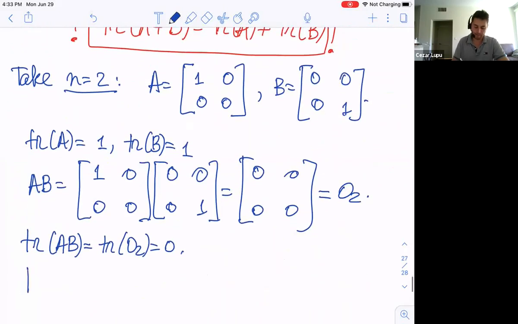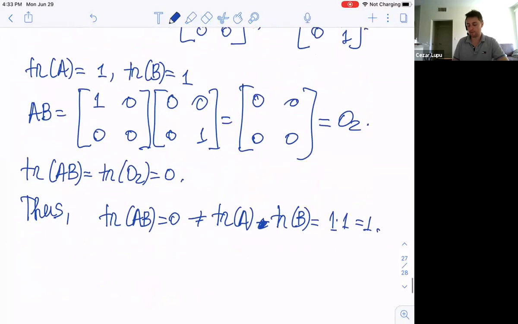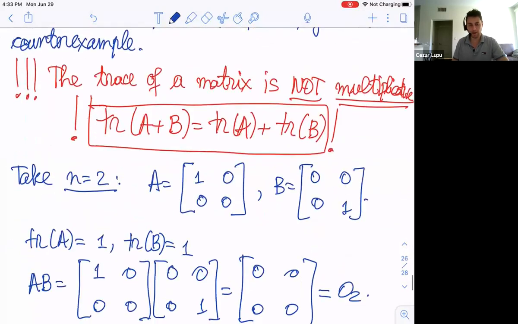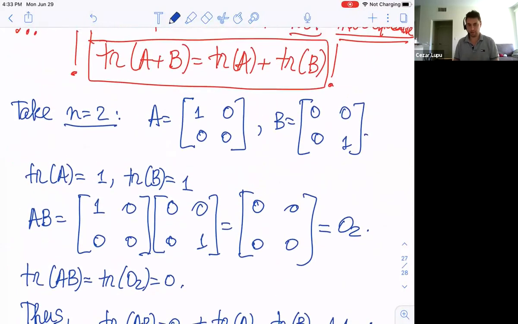As you can see, trace of AB, which is 0, is not equal to trace of A times trace of B, which is 1 times 1, which is 1. And we're done. So that's the way to prove this problem.